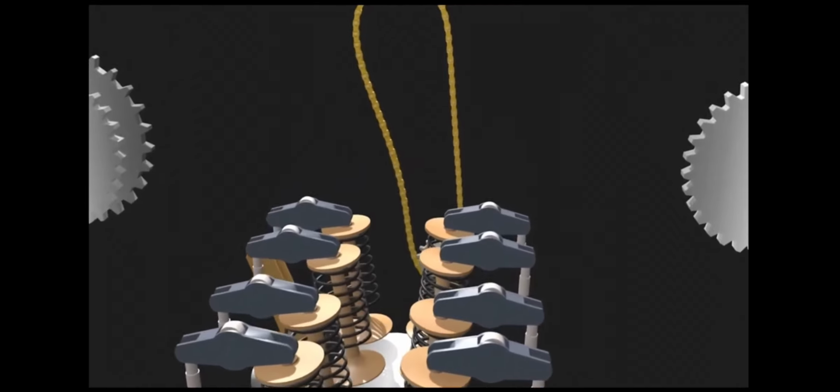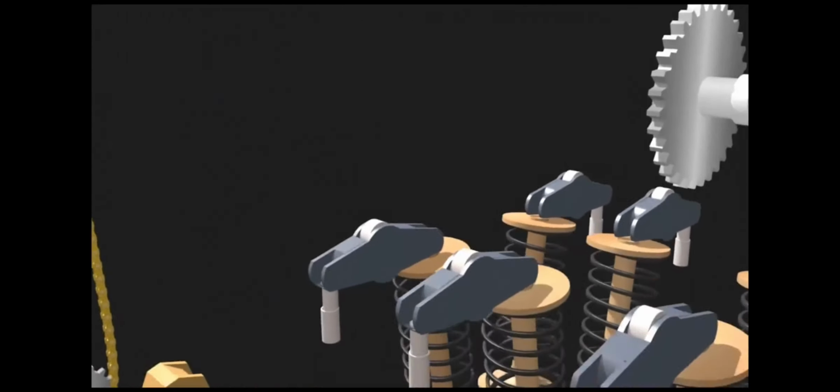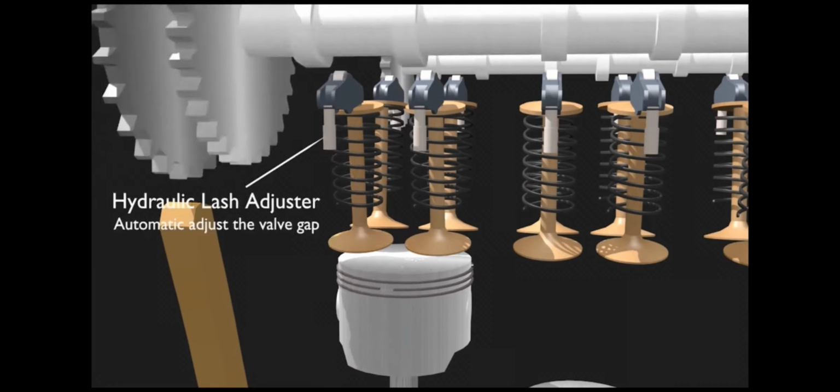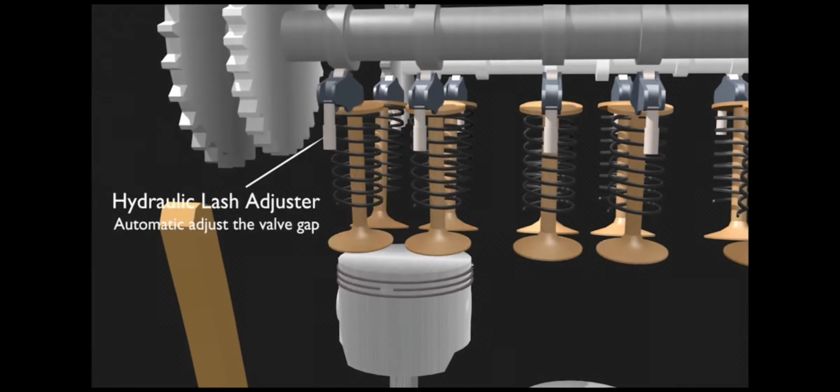In some types, rocker arms are still used. This rocker arm is more focused on adjusting the valve gap. Generally, a DOHC mechanism that uses rocker arms has a hydraulic lash adjuster system to automatically adjust the valve gap.